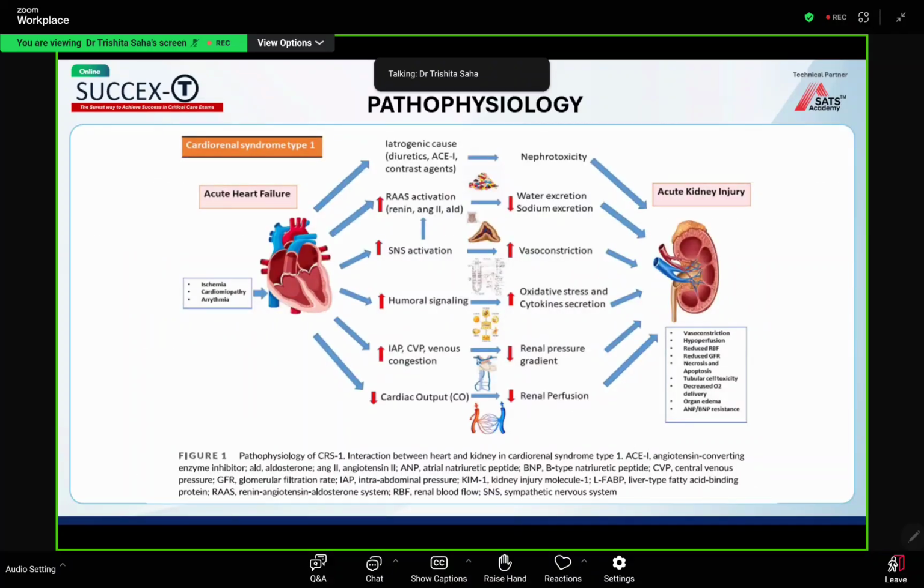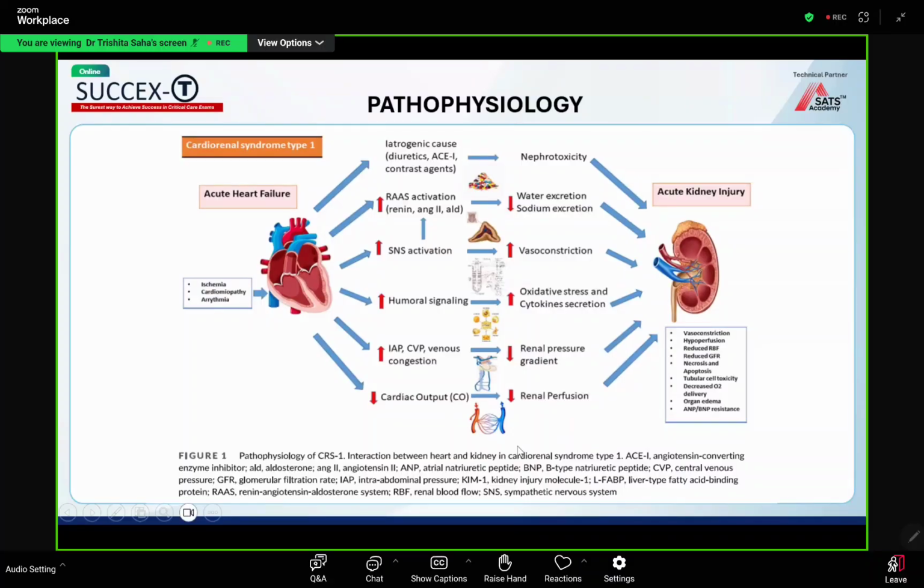Then for pathophysiology, it is better to write in a flow diagram rather than in a descriptive manner. First I will discuss CRS type 1, where there is acute heart failure. You can also mention the iatrogenic cause. There is RAS activation, sympathetic system activation, increase in humoral signaling, increase in CVP, venous congestion, decrease in cardiac output, which in turn leads to decrease in water excretion, sodium excretion, and an increase in vasoconstrictive state. Then there is oxidative stress damage, cytokine secretion, decrease in renal pressure gradient.